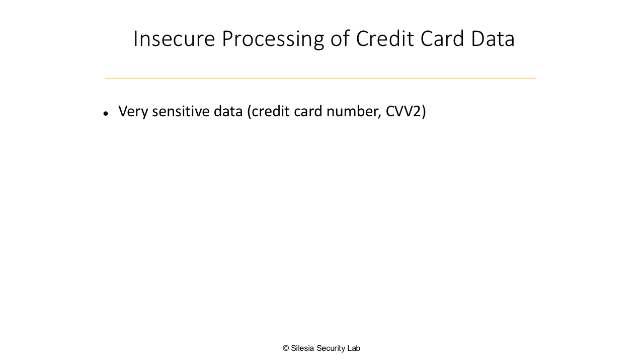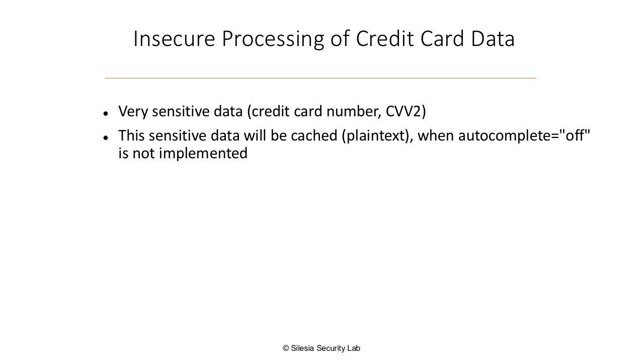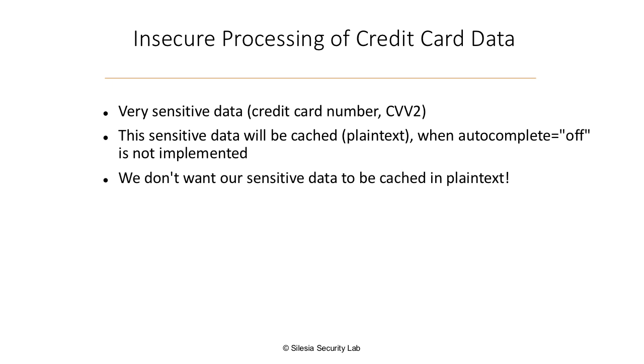One of the things that can go wrong is this: the sensitive data, so the credit card data, will be cached in plain text when autocomplete off is not implemented. And of course, we don't want our sensitive data to be cached in plain text. I believe that this is quite obvious. Think about passwords and other kinds of sensitive data. We never want our sensitive data to be cached in plain text, right? I believe that this is quite obvious for you.